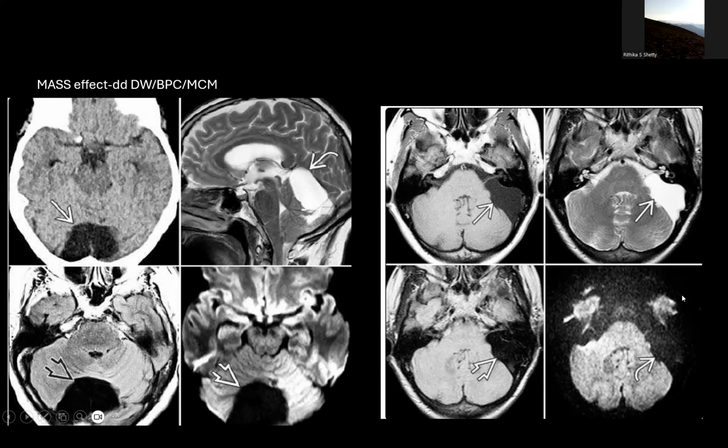And coming to the next one, again here we can see at the level of the CP angle, T2 hyperintense, T1 hypo, FLAIR suppressed, doesn't show diffusion restriction. Though in the CP angle, most common is epidermoid, this is a case of CP angle arachnoid cyst.